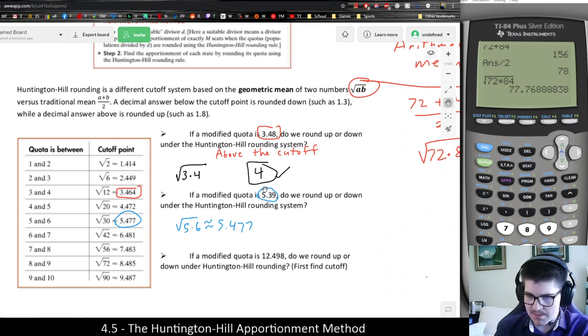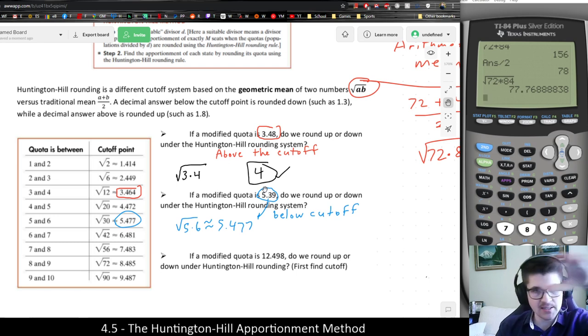Notice that this is below the cutoff, meaning it's going to get rounded down. Really, the cutoff point is just a way of saying what's the level at which I round up or down? That's way below 5.47, so we would round that down, and that would be our outcome.